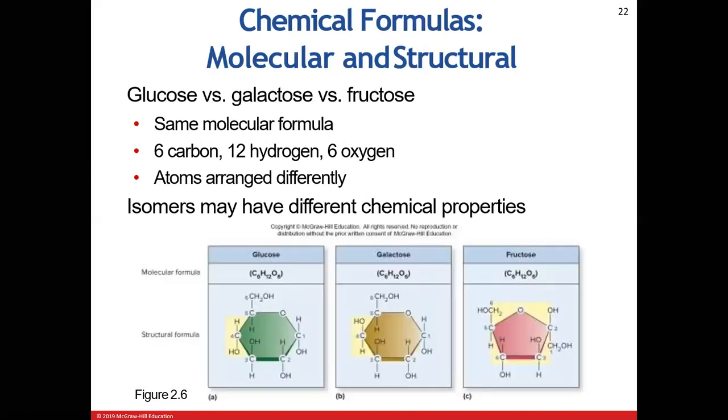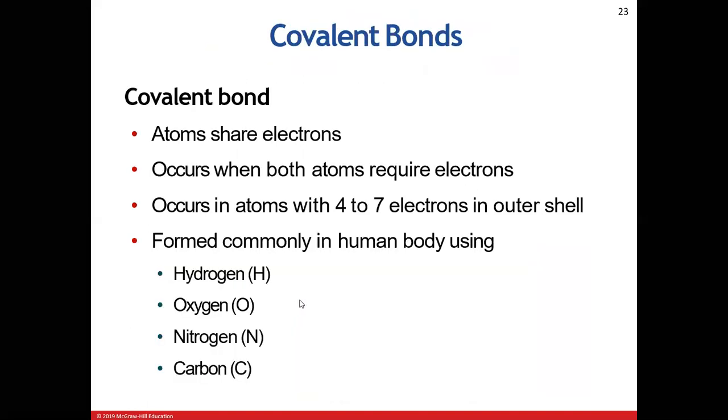So now when we look at these types of structures and these types of molecules, the way they bond together, we have to understand the type of bond. And that's where we come to a covalent bond. A covalent bond is where we share electrons. It occurs when both atoms require electrons, okay? So it typically occurs in atoms with 4 to 7 electrons in their outer shell. And they're most commonly found in the human body using these 4 elements, which are the most common elements in the human body: hydrogen, oxygen, nitrogen, and carbon.